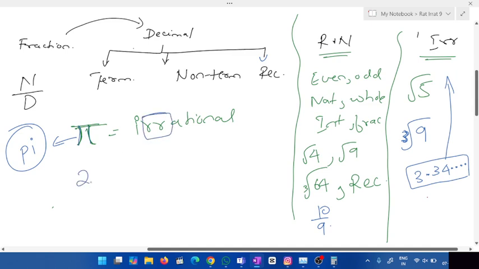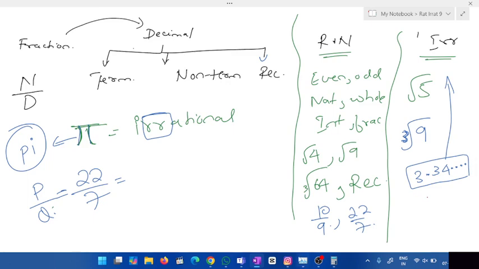Pi is irrational. 22 by 7. What's the value for 22 by 7? In which form it is given? Isn't it P by Q? P by Q? Rational. So it is a rational number. 22 by 7 is rational. See, the original form is rational, students, 22 by 7.